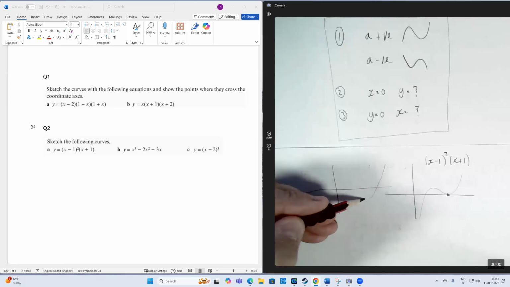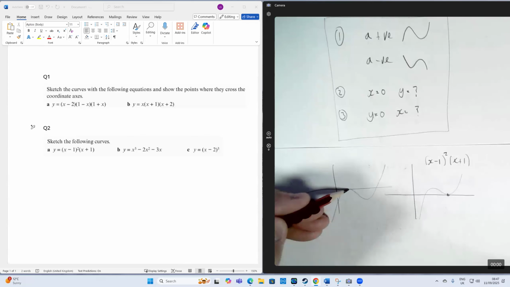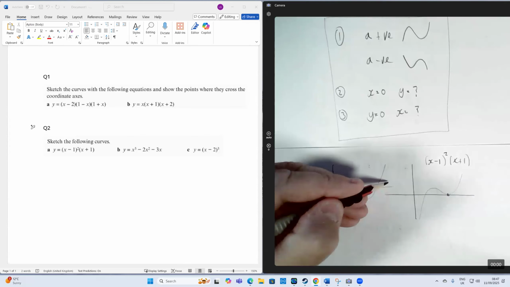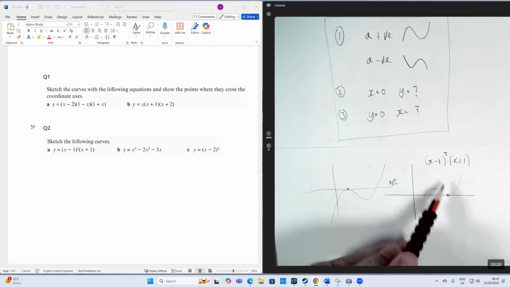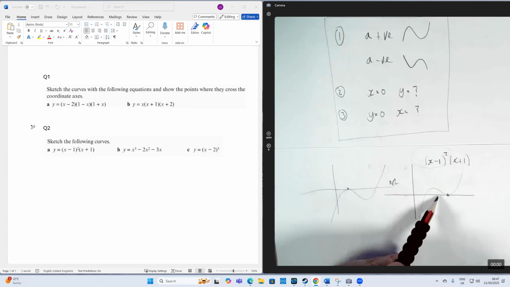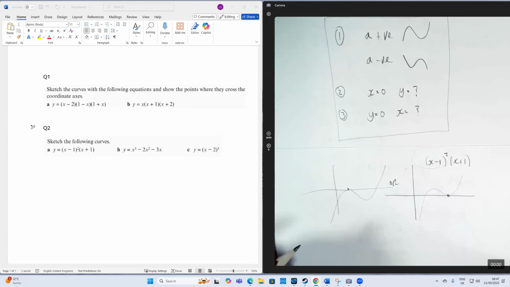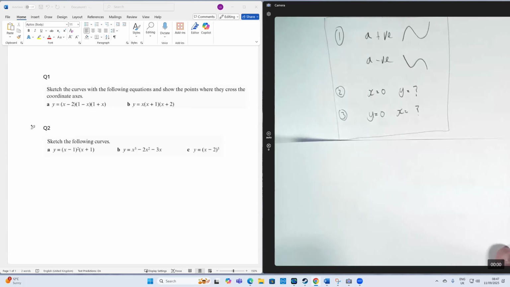It could, for example, look like either one of these scenarios. So it could look like that, or it could look like that. But the squared means that we have a tangent to the x-axis. So that's the new piece of learning to look out for in this particular question. Okay, let's start it then.